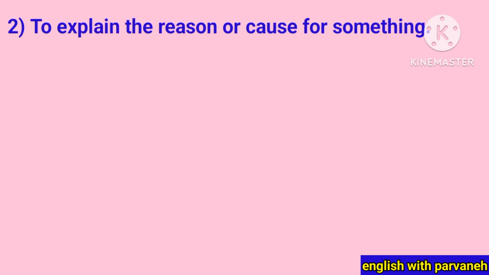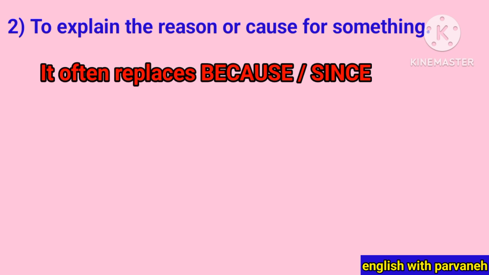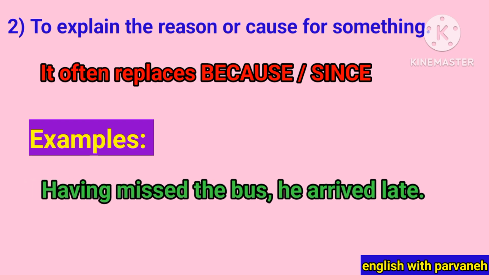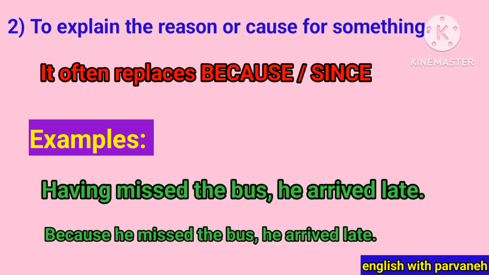The second use, to explain the reason or cause for something. It often replaces because or since. For example, having missed the bus, he arrived late. It means because he missed the bus, he arrived late. Both of these actions are in past tense, arrived and missed. The subject is the same. He missed the bus and he arrived late.